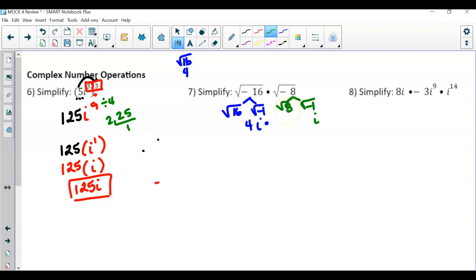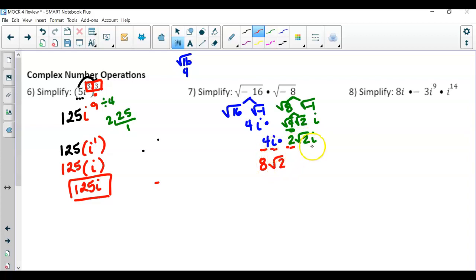Now 8, though, is not a perfect square, but I can simplify this to the square root of 4 and the square root of 2. And then here the square root of 4 is 2. So 2 radical 2, then I. Now we are multiplying that by 4I. Well, here I've got 4 times 2, which is 8. Then nothing I can do with the radical 2 here. It's all by itself. So radical 2.